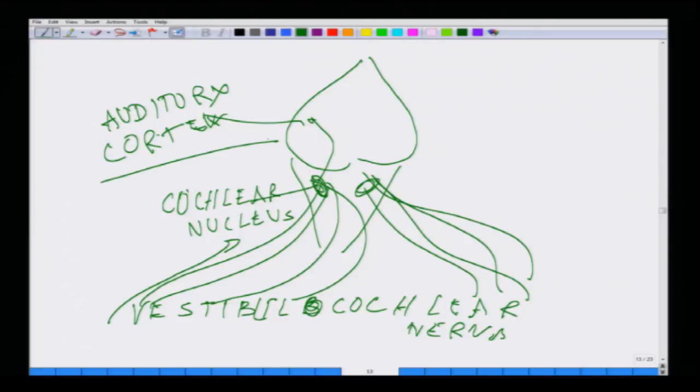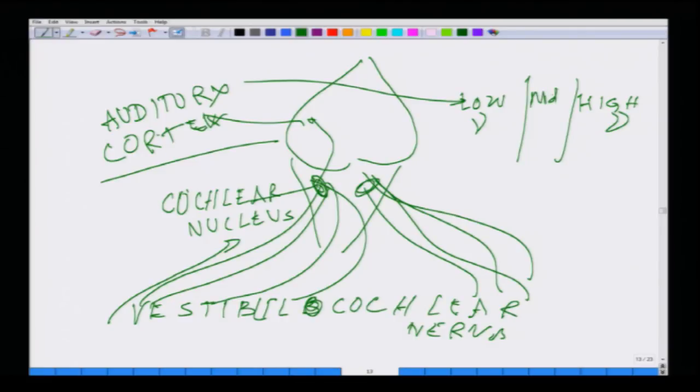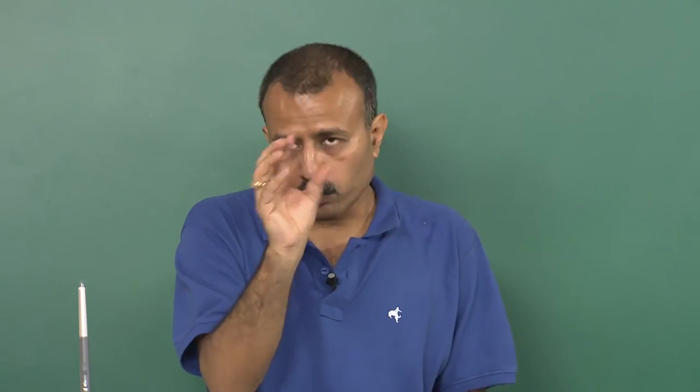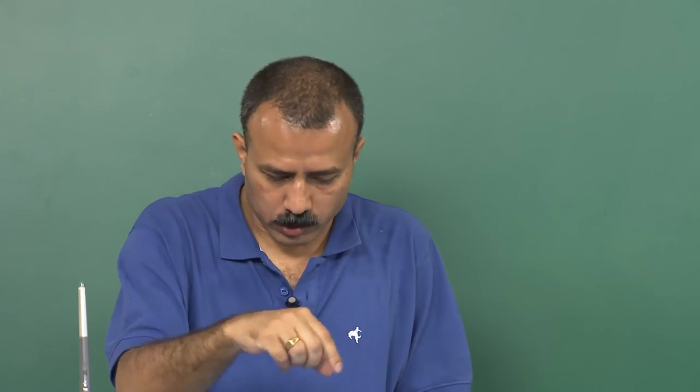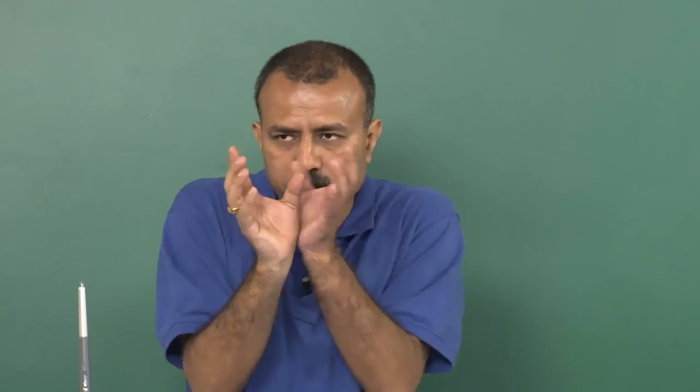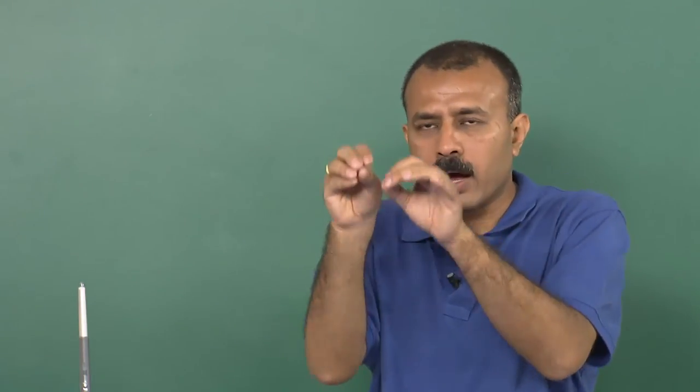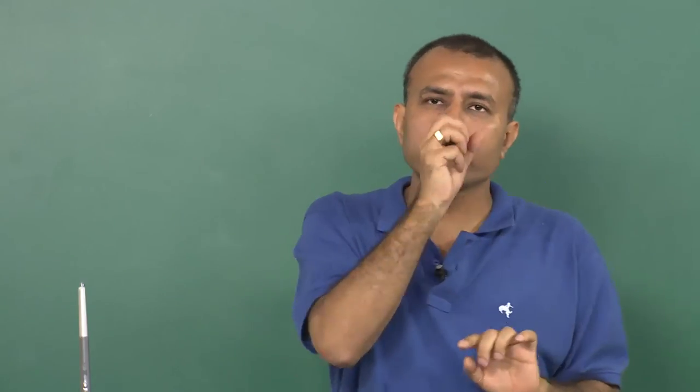And within the auditory cortex also, there are zones for the high frequency and the low frequency. There are different areas within the auditory cortex, especially in the temporal lobe, where the low frequency sounds are coded at a different part. The medium frequency are processed at another part, and the high frequency are coded at another part. They are very close to each other, but they are anatomically distinct zones within the auditory cortex.